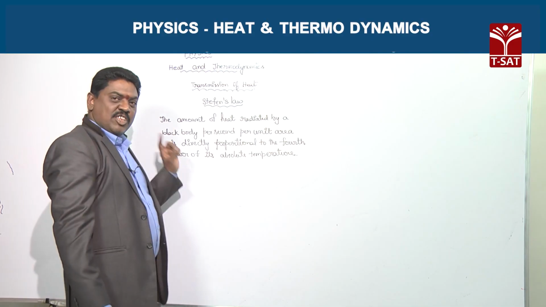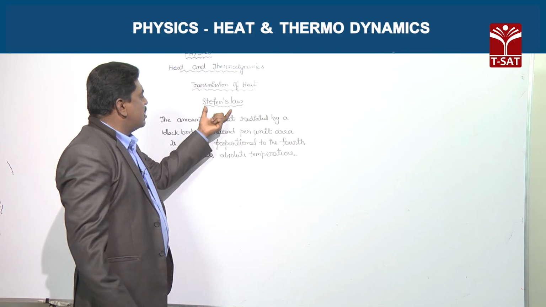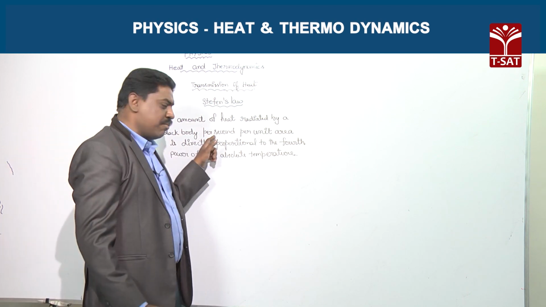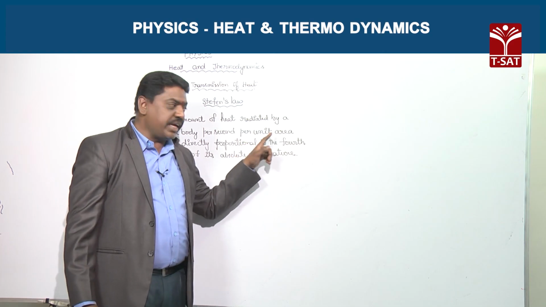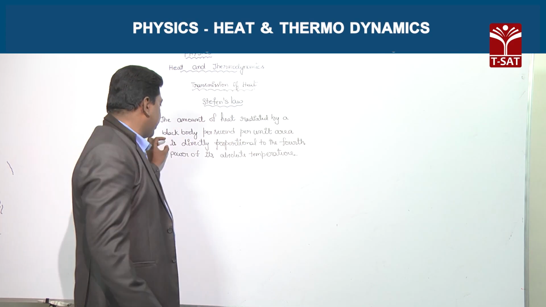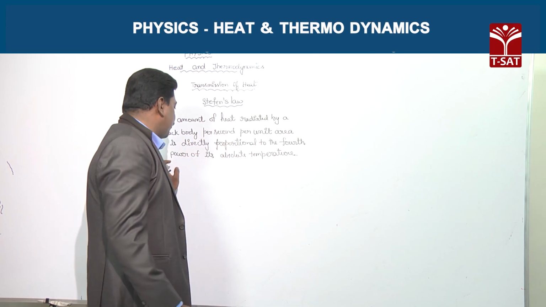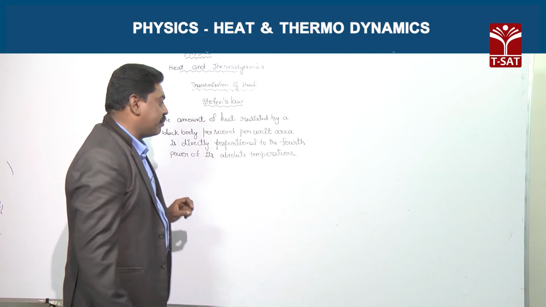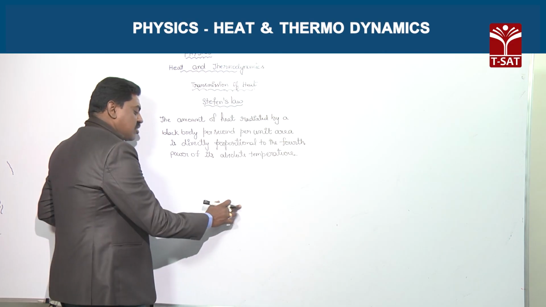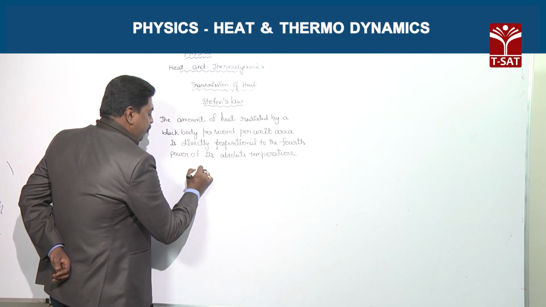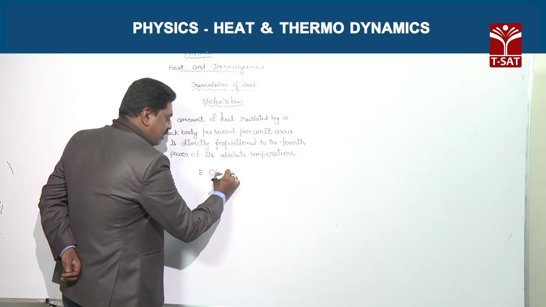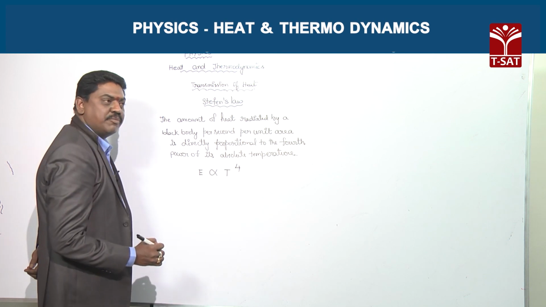After completing Wien's displacement law, let us now take up Stefan's law. What it says is, the amount of heat radiated by a black body per second per unit area is directly proportional to the 4th power of its absolute temperature. So energy radiated per unit area per unit time is directly proportional to the 4th power of absolute temperature.